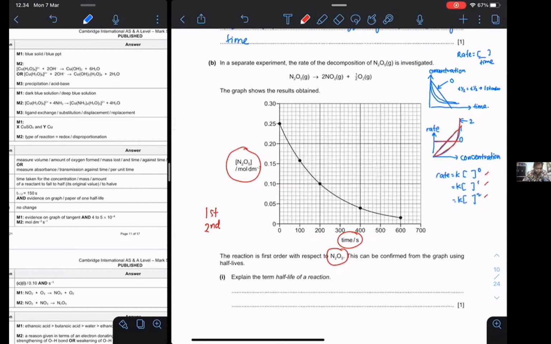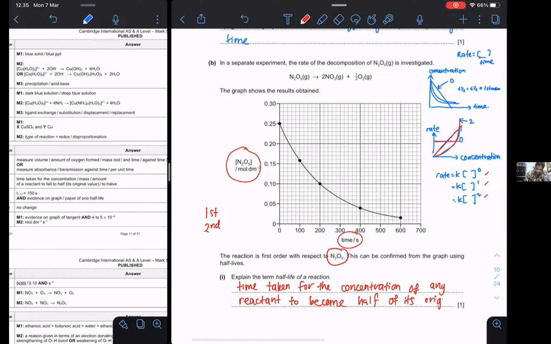Explain the term half-life of the reaction. The half-life of the reaction is the time taken for the concentration of any reactant or product to become half of its original value.